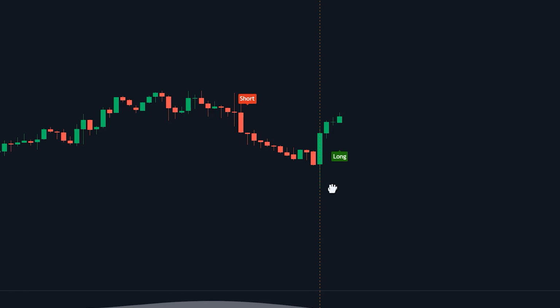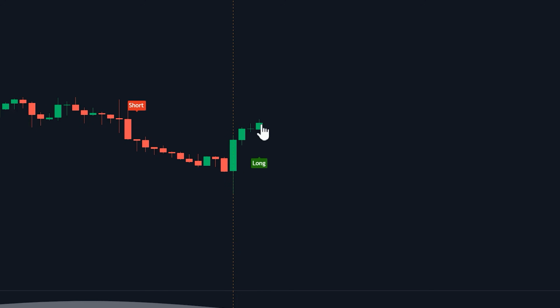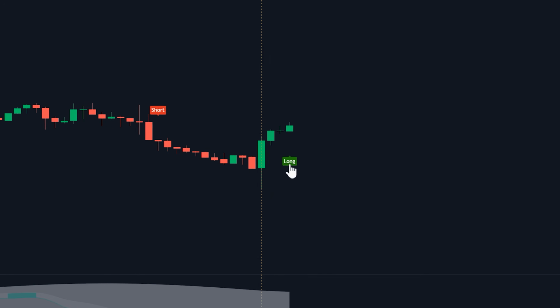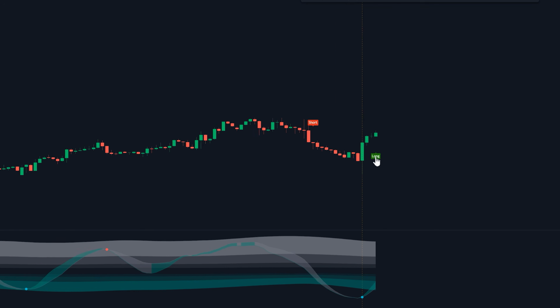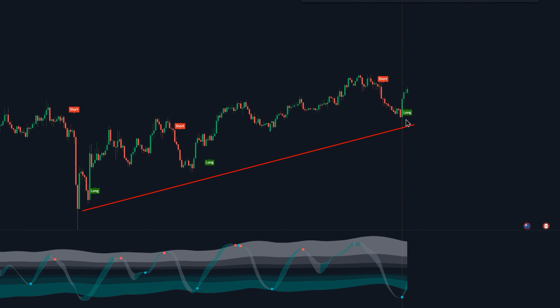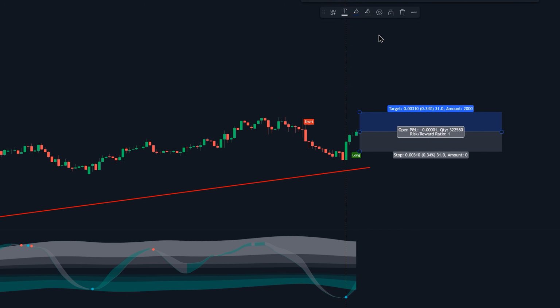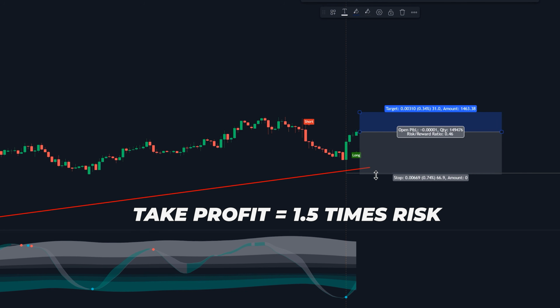The final condition is to confirm a long signal to the right. Look to the right of the vertical line and see if a long signal appears from the PineTrades Market Beacon. Confirm the bullish trend. Draw a trend line to ensure the market is trending upwards. If all these conditions are met, you have a valid setup. Enter a long position. Place your stop loss just below the most recent swing low. Set your take profit at 1.5 times your risk.